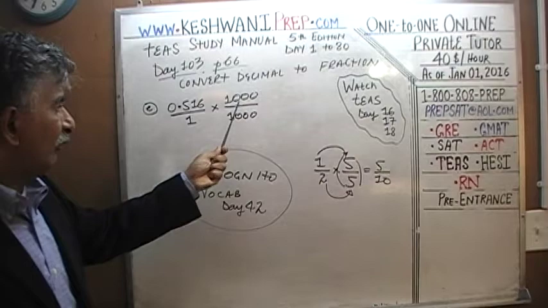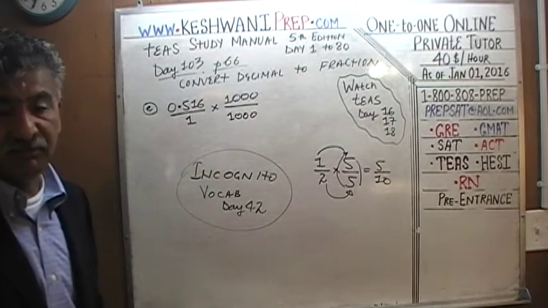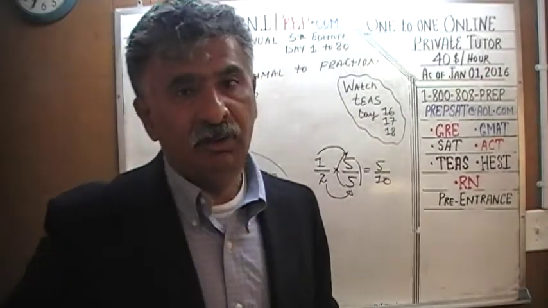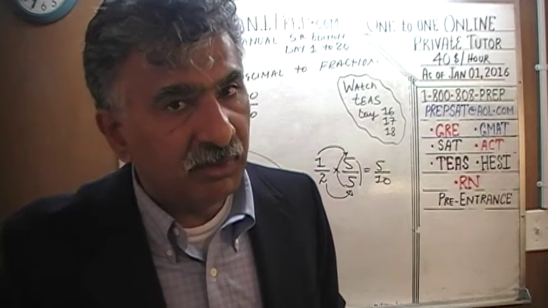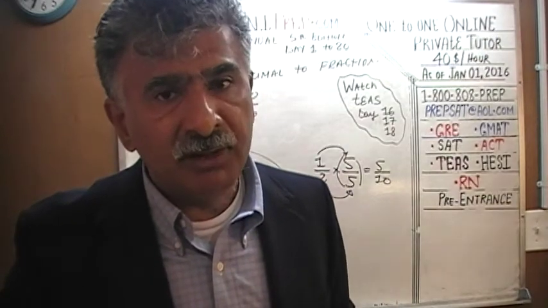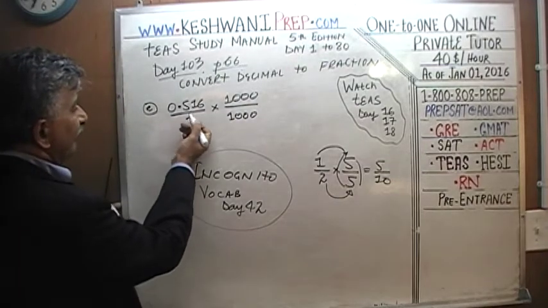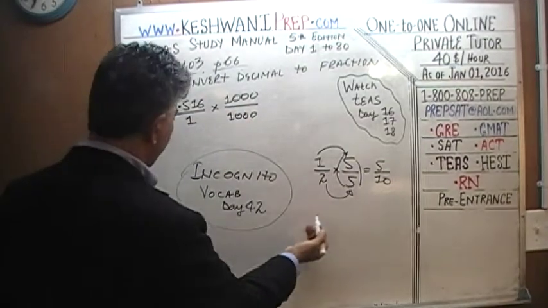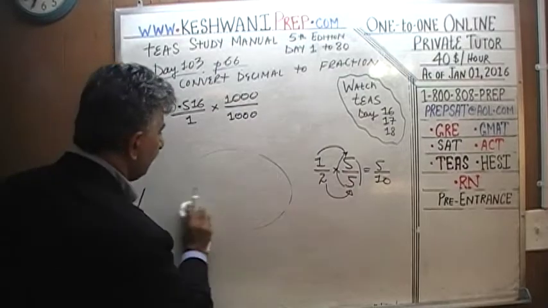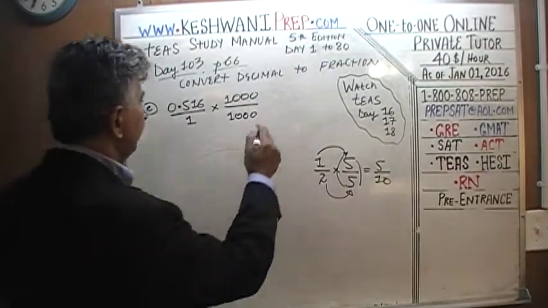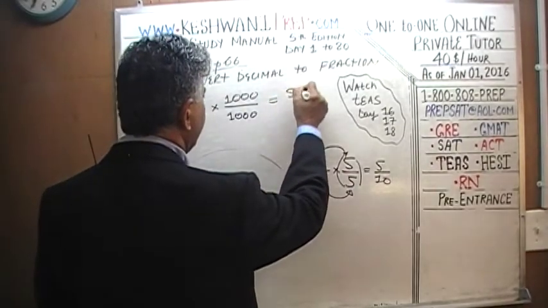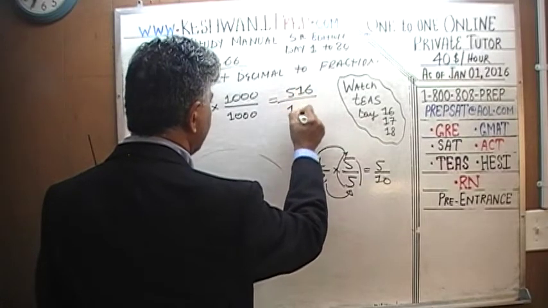It is a 1. 1,000 over 1,000 is a 1. It's in disguise, but it is 1 nonetheless. And when you multiply a given quantity by 1, we have not changed its value. So let's see what we have now. So 0.516 times 1000, as we found out a little while ago, becomes 516. And at the bottom, we have 1000.